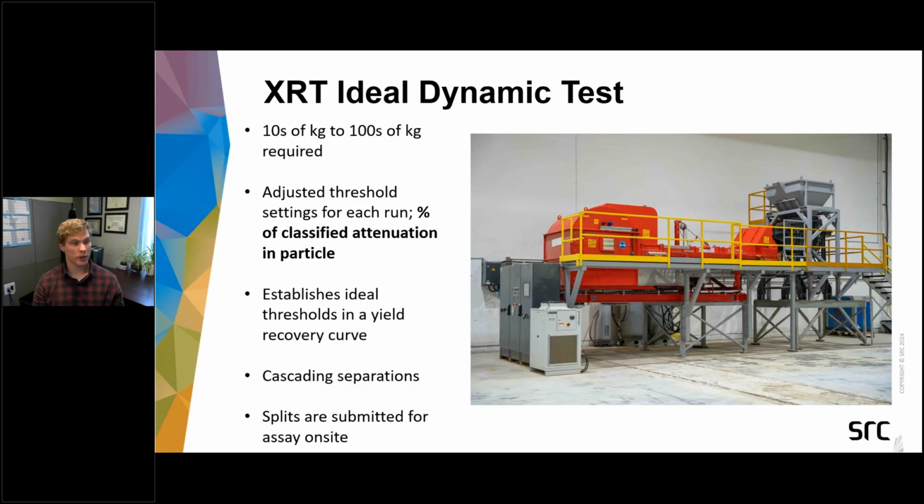So we would adjust those thresholds, like I said, percent of classified attenuation in the particle. So I'll make a yield recovery curve out of that. And so this would establish an ideal threshold in the yield recovery curve, right? Under ideal conditions, that's the really important part. And these are cascading separations. So again, you're going to take off the chocolate cookies of 80% and the chocolate cookies of 60%. So that's how you make that curve. And these splits are typically submitted for assays on site.